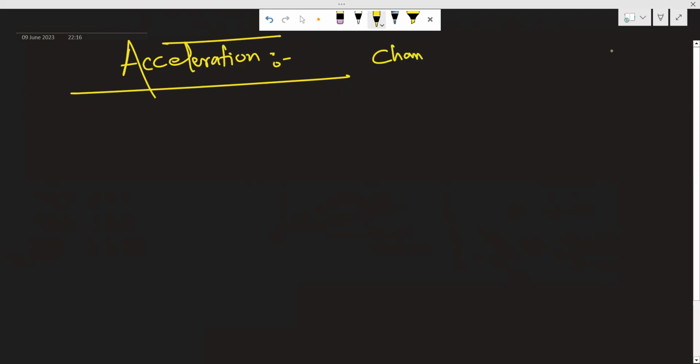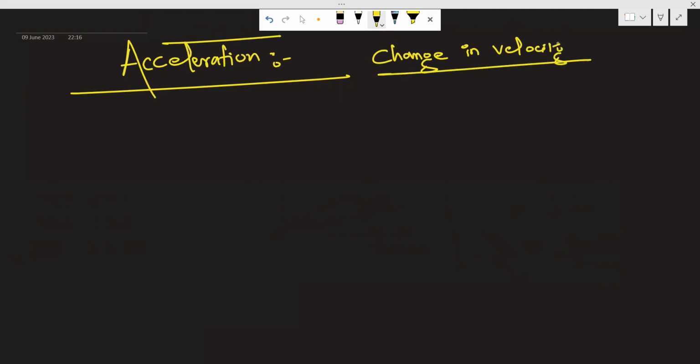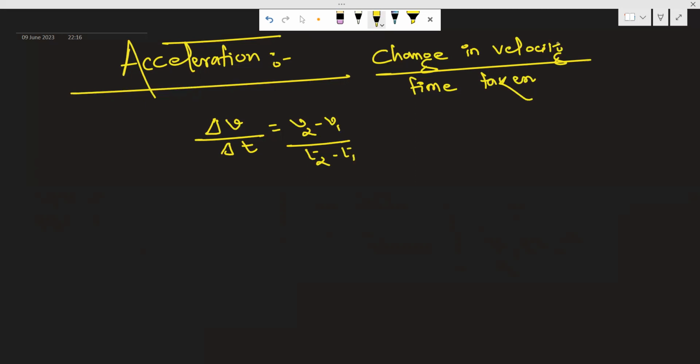Acceleration is nothing but the ratio of change in velocity to time taken, right? And we know कि अगर हमने ratio of total change in velocity by change in time निकाला, like suppose v2 minus v1 by t2 minus t1. v2 क्या है? velocity at time t2. v1 क्या है? velocity at time t1. तो this will give us average acceleration.